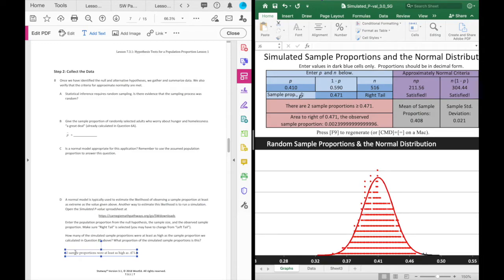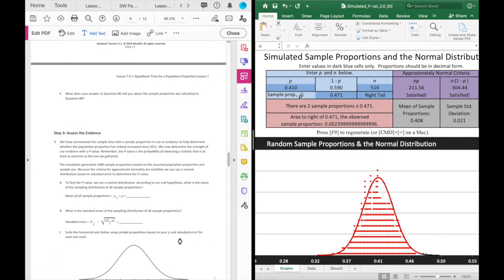What proportion of the simulated sample proportions is this? Okay, well, that's 2 out of 1,000, right? So this is 2 out of 1,000 samples, or around 0.0024. I'm hoping that we see that this is a very, very small value. So let's look at part E here.